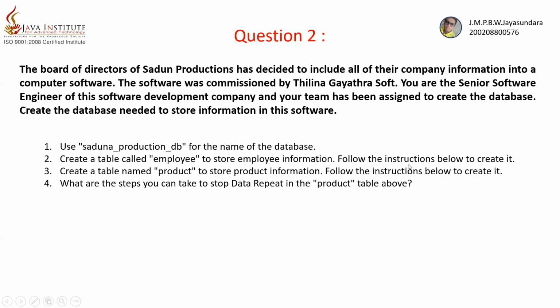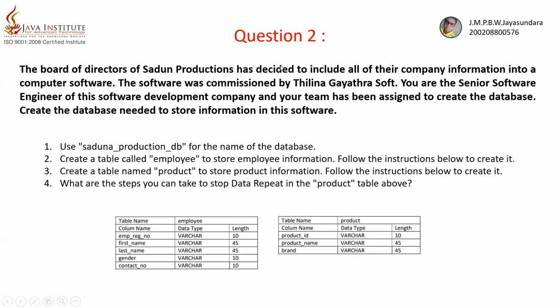Here we have our 4 questions. First one is use Sandun Production DB for the name of the database. Create a table called employee to store employee information. Follow the instruction below to create it. Here we have our employee table instructions and our table name is employee. Here we have our column names, data types and the length.